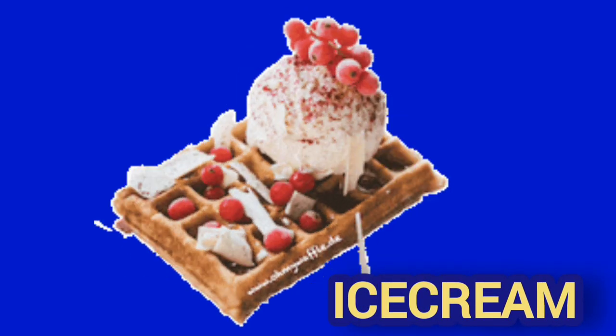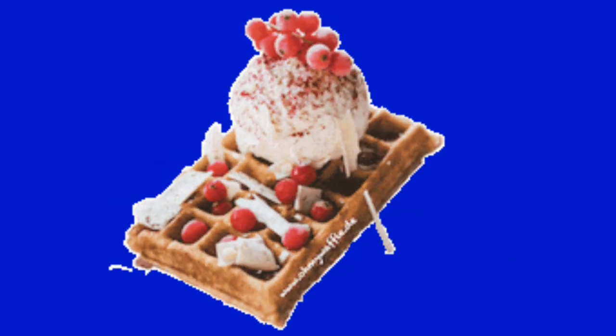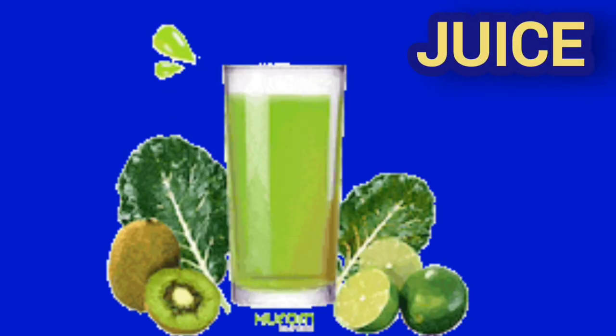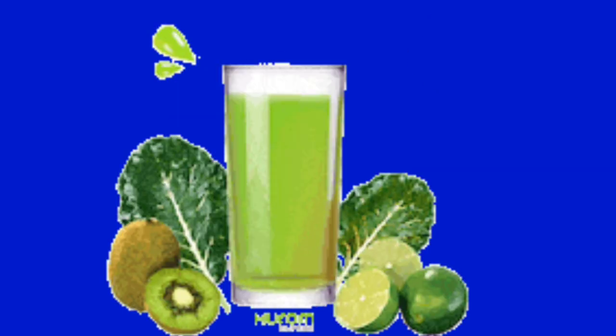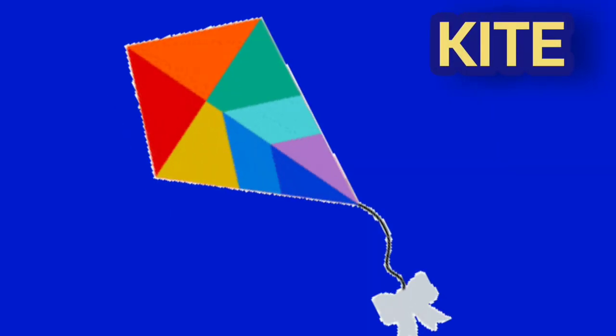I. I is for ice cream. J. J is for juice. K. K is for kite.